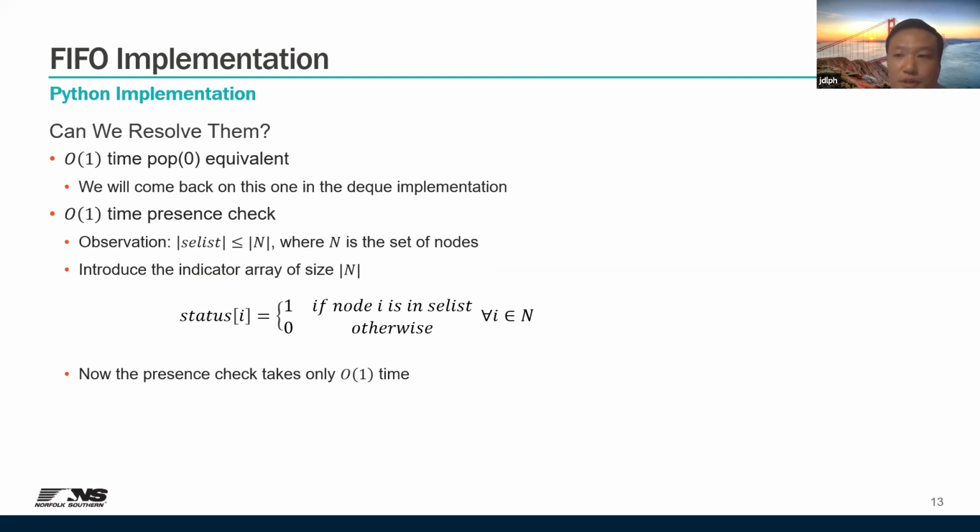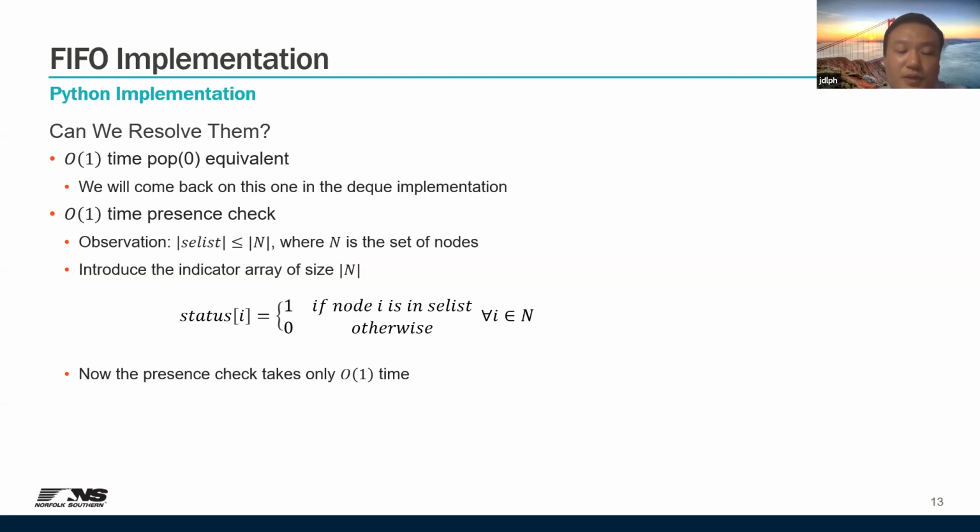For network applications, we have a very simple observation. For the scan eligible list, which holds the nodes that may violate the optimality conditions, its size cannot exceed the number of nodes on the network. In other words, it cannot hold more nodes than what we have on the network, right? It's very simple and straightforward.